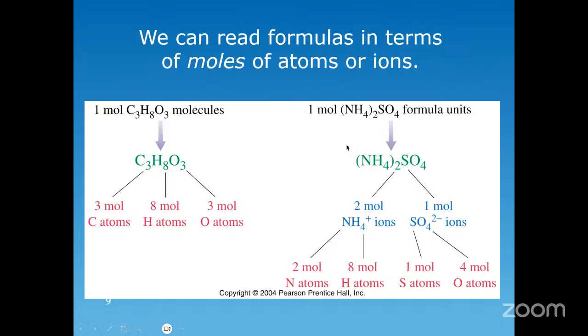Okay, and then over here we have another example. This time it's an ammonium compound, and this time you have to be careful because you have an NH4 unit that is doubled right here, right? So this 2 here would multiply the mole value of nitrogen by 2. So you're going to get 2 moles of nitrogen here.